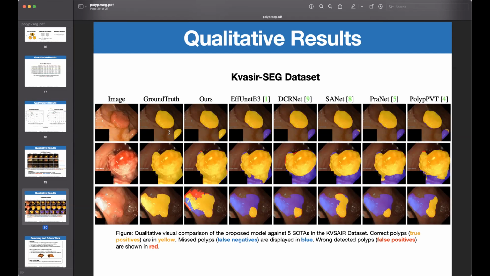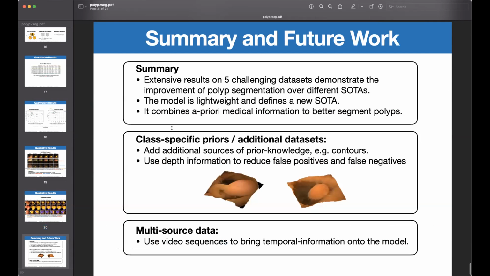And then to summarize our work and to talk about the future work, first of all, we have conducted extensive results on 5 challenging data sets. Again, for the time constraints, we have only presented here results on 2 data sets. Our model reduces the number of parameters compared to some of the state-of-the-art and still is able to outperform them by improving the results in terms of mean dice scores or different metrics.